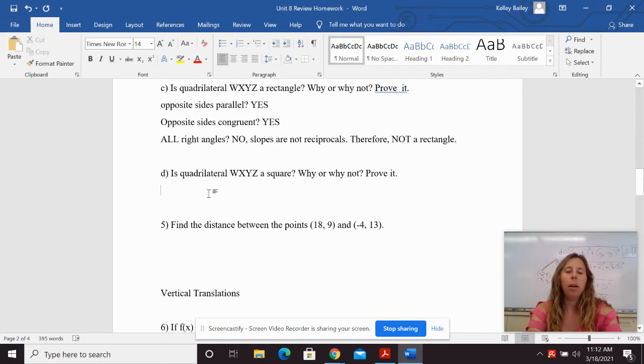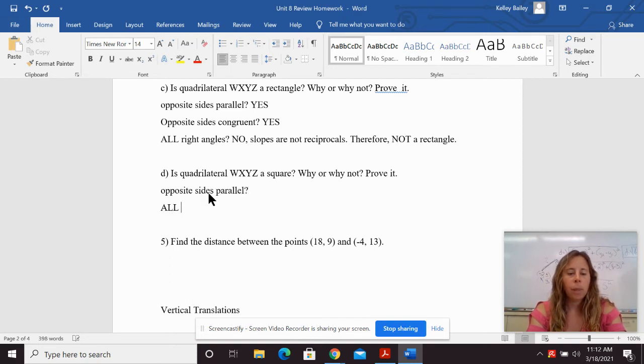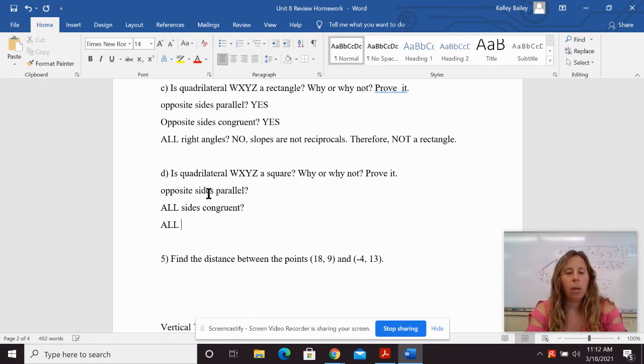Woo! Square. Oh boy. So a square has to be both a rhombus and a rectangle. So opposite sides parallel, sides congruent, and all right angles. It would have to have these three things. Are opposite sides parallel? Yes. Are all sides congruent? Yes. Do we have all right angles? No. Therefore, not a square.